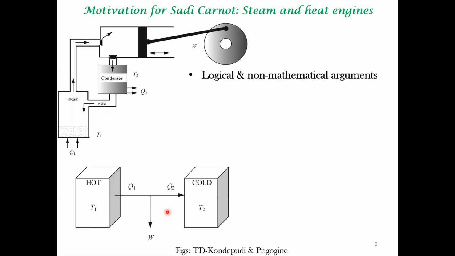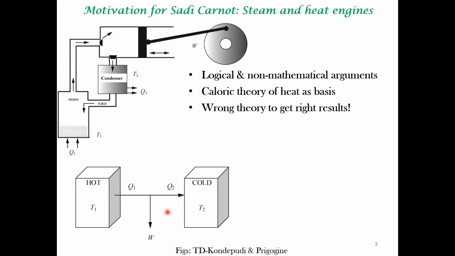The arguments of Carnot are non-mathematical. They're actually logical arguments, proving some deep thermodynamic principles. In fact, it was based on a wrong theory of heat. It is based on caloric theory of heat, which was later disproved. But at that time, this was debated. So it also shows that you can use a wrong theory to get right results. Okay, so it's all power of logic here.